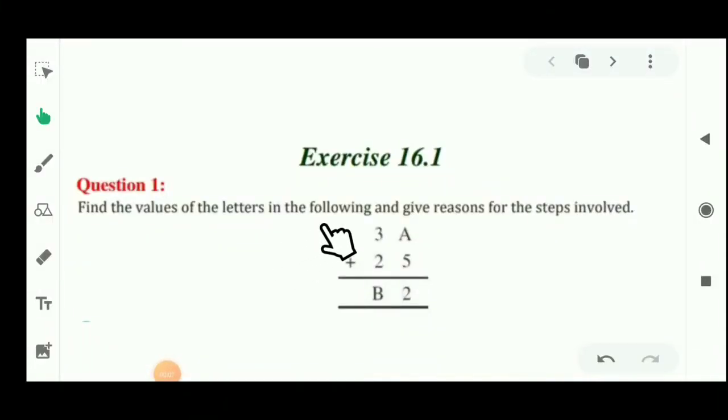Hello students, today I will start chapter number 16, Playing with Numbers. Let's see exercise number 16.1. Find the values of the letters in the following and give reasons for the steps involved.